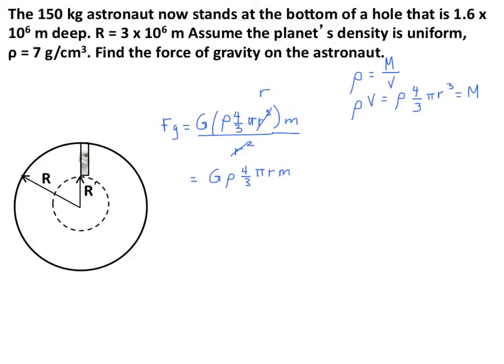Now, the last thing you need to do before plugging in your numbers is solving for rho. We're given rho, but it's in grams per centimeter cubed, and we know that we have to work in kilograms and meters. So if we have 7 grams per centimeter cubed, we can convert that to 1,000 grams per kilogram. And because the centimeters are cubed, we need to do 100 centimeters per meter 3 times.